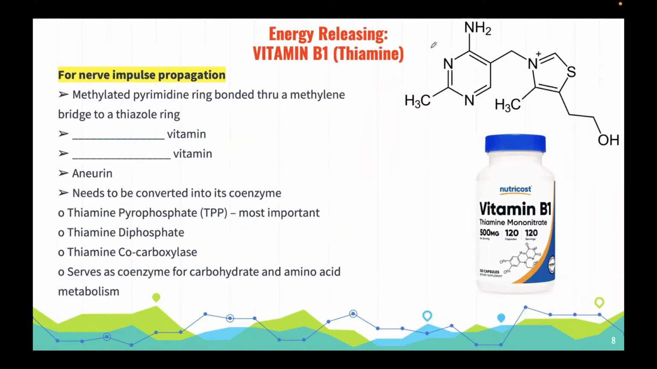Okay, so kung titingnan natin yung pinaka-chemical structure of that vitamin, it is a methylated pyrimidine ring bonded through a methylene bridge to a thiazole ring. Nandito yung thiazole ring natin, ito yung tinatawag natin na pyrimidine. Okay, and makikita nyo meron po siyang sulfur. Okay, so your vitamin B1 thiamine, it is also called as your antineuritic vitamin.